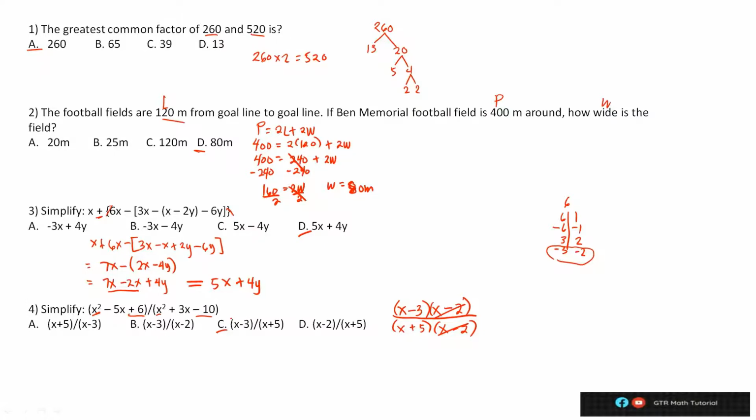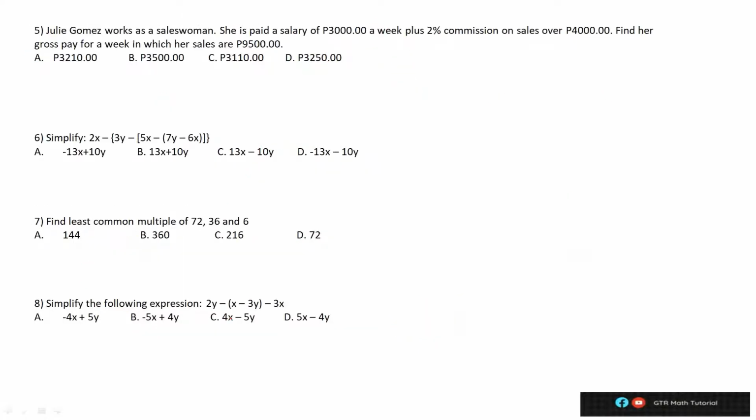Okay, next. Okay, so pause the video first, then try to answer those 4 numbers. Okay, so number 5. Julie Gomez works as a saleswoman. She is paid a salary of 3,000 a week plus 2% commission on sales over 4,000. So, find her gross pay for a week in which her sales are 9,500. Okay, so find her gross pay.